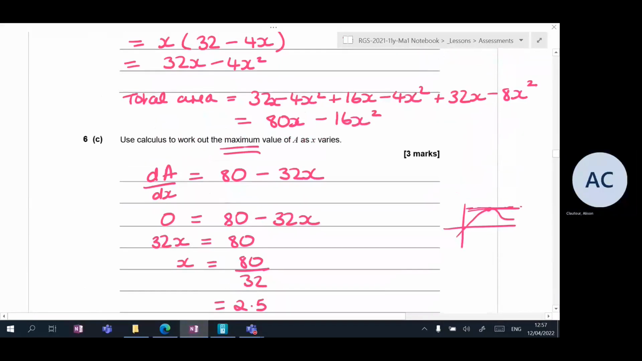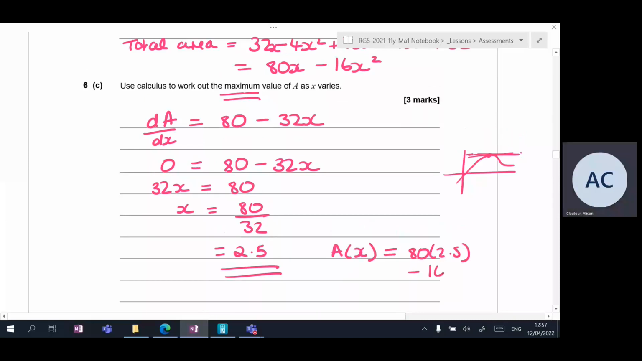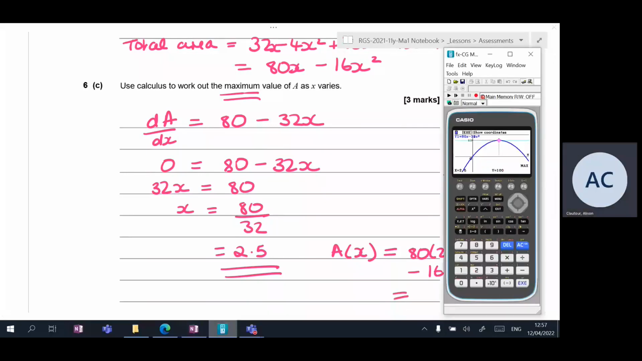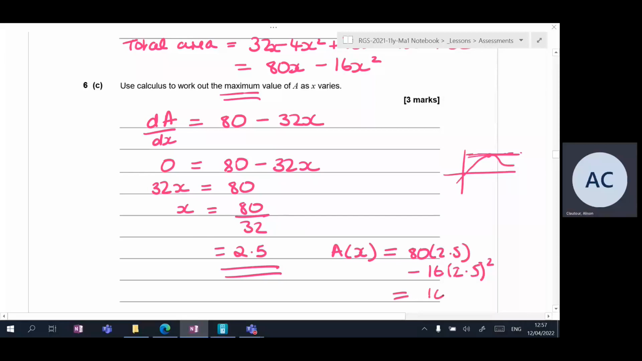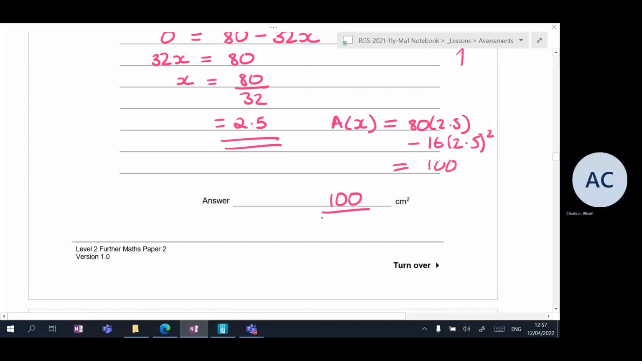Answer. No, my answer isn't finished. I want the maximum value of A, sorry, not x. So this is my x coordinate. If we sub the x coordinate in, okay, so back into the original, 80 times 2.5 minus 16 times 2.5 squared. Okay, but you can cheat a little bit because it will tell you in the graph that that is 100. So your maximum area is 100 when x equals 2.5.